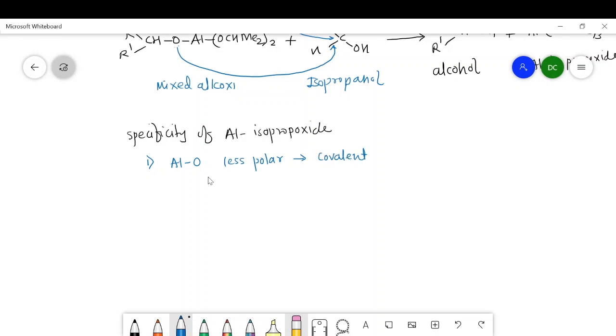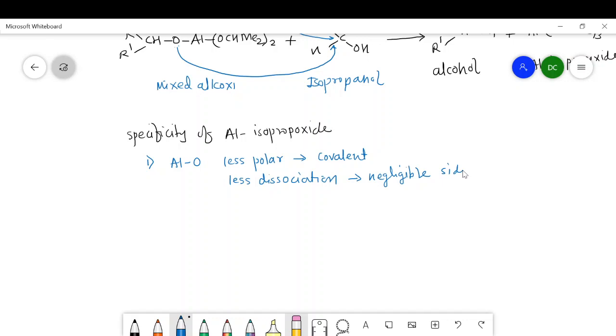The metal oxides such as sodium, magnesium or any other are polar in nature, but this aluminum isopropoxide is less polar and it has covalent bonding between aluminum and oxygen. That's why there is less dissociation of this aluminum oxygen bond, and therefore we get negligible side product. Why am I saying negligible side product?